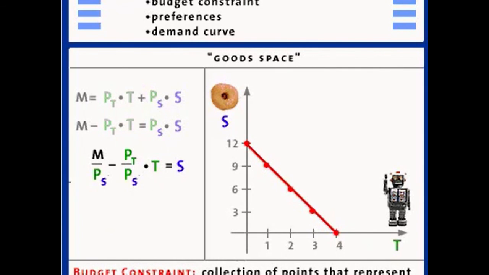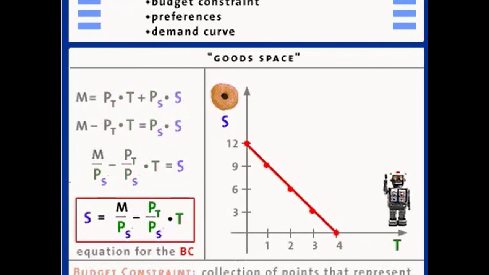The way to understand this equation is this. The total number of snacks that you're able to afford is equal to what you would be able to afford if you spent your entire income on snacks. That is 12 divided by the price of snacks of $1, for a total of 12 snacks, minus the number of toys that you buy multiplied by the relative price of toys and snacks. That is, since toys are $3 a piece and snacks are only $1 a piece, each toy that you purchase is going to cost you 3 snacks. You have to give up 3 snacks to get each toy. The negative sign lets you know that the line is downward sloping.